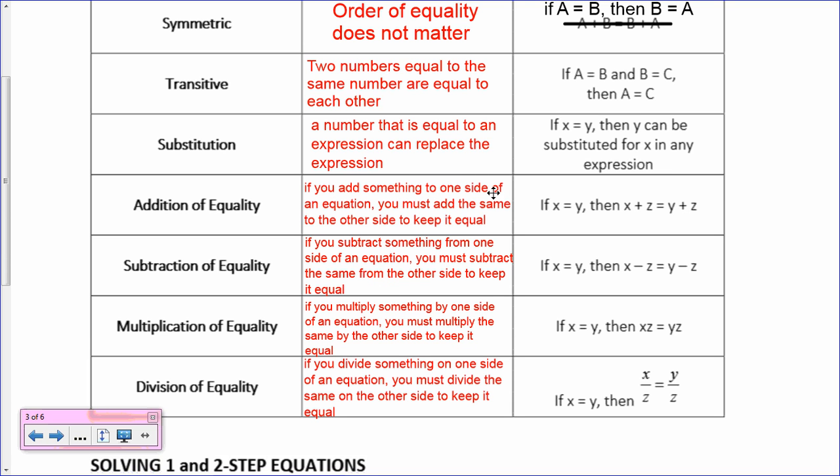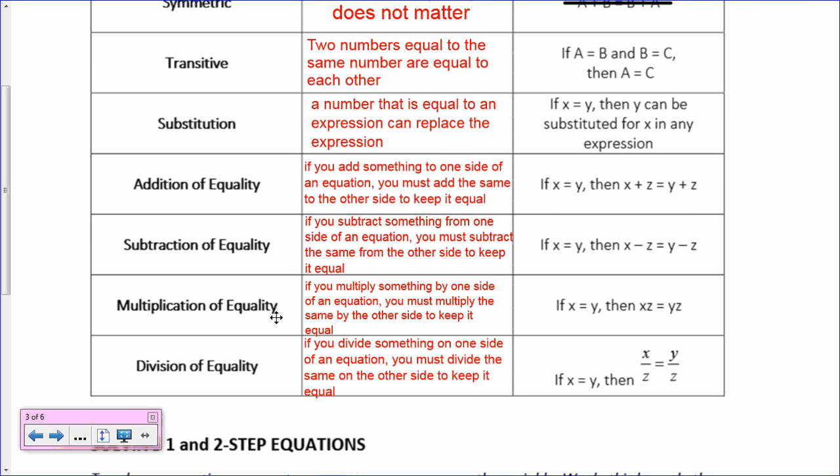If you add something to one side of an equation, you must add something to the other side in order to keep it equal. So if I have x equals y, and that's an equation, and then I need to do x plus z, I have to do y plus z in order to make it equal. Okay? Same thing for subtraction. If you subtract something from one side, you must subtract it from the other side in order to keep it equal. So we went from x minus z, it also has to have the y minus z on the other side.